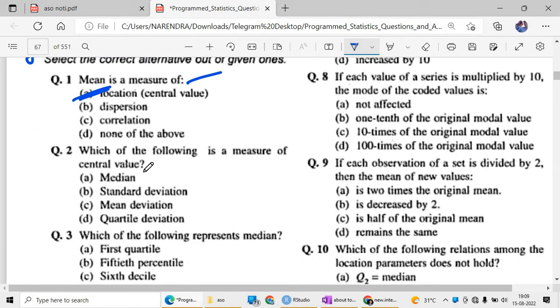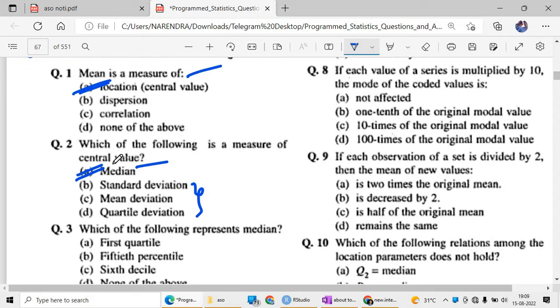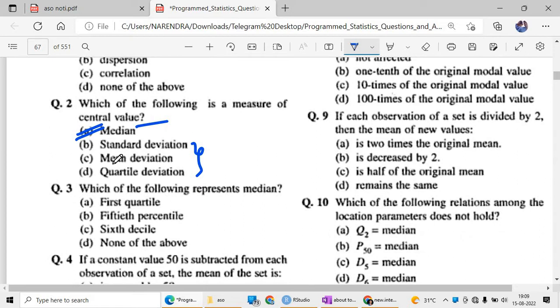Which of the following is a measure of center value? The options given are median, standard deviation, mean deviation, quartile deviation. So these three are dispersion measures. Median is the answer. Next, which of the following represents median? We already discussed Q1, Q2, Q3. Median is the middle part. The options are quartile deviation, Q2, first quartile, 50th percentile, 6th decile, none of the above. So what is the answer? This will be the percentile: 50% means we can convert it into half. So this will be the answer.